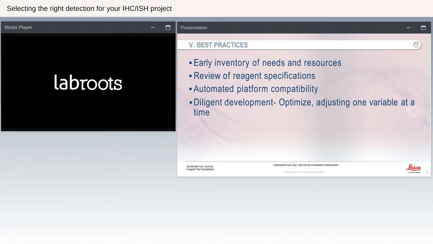So as far as best practices go, early inventory of needs and resources is crucial. It's always good to take stock of what you have at your disposal and then a good hard look at what you actually need. Review of reagent specifications. Make sure that you know what you need to work with your reagents. So know the stability of your reagents, know what they are compatible with and not compatible with. And once you know that, go back and take stock of what you already have and what you don't have and what you may need.